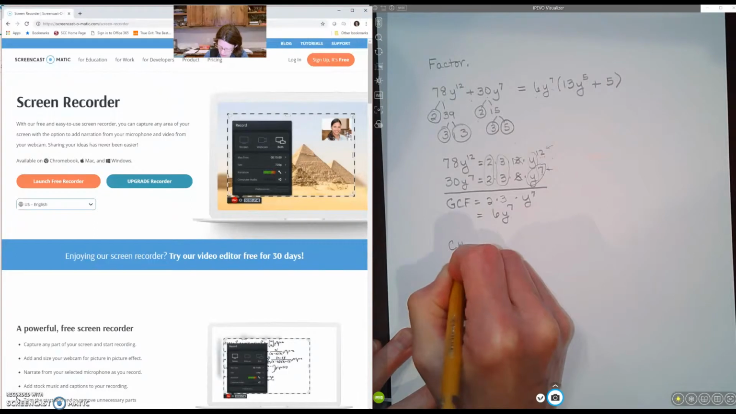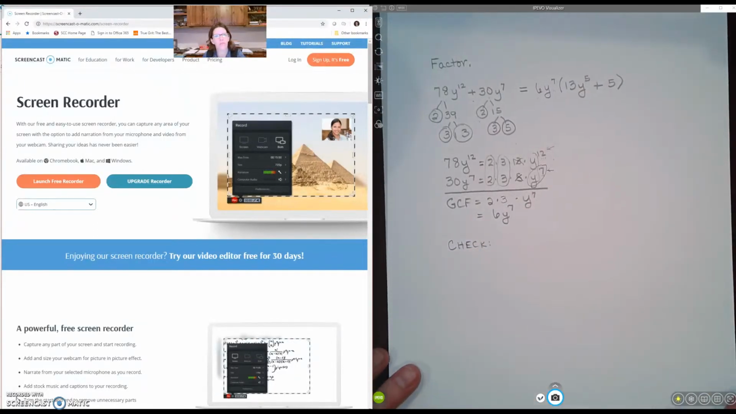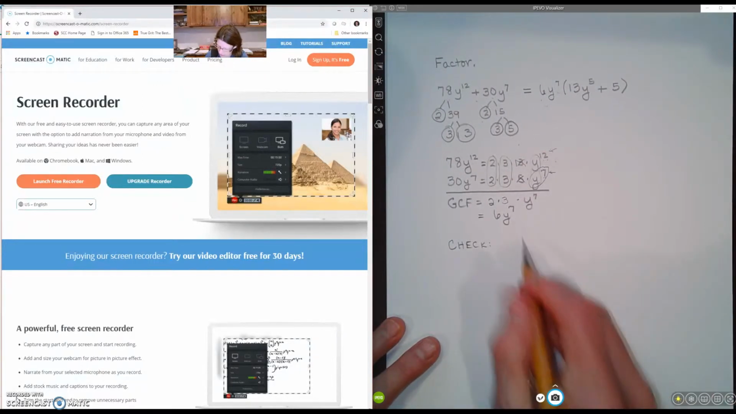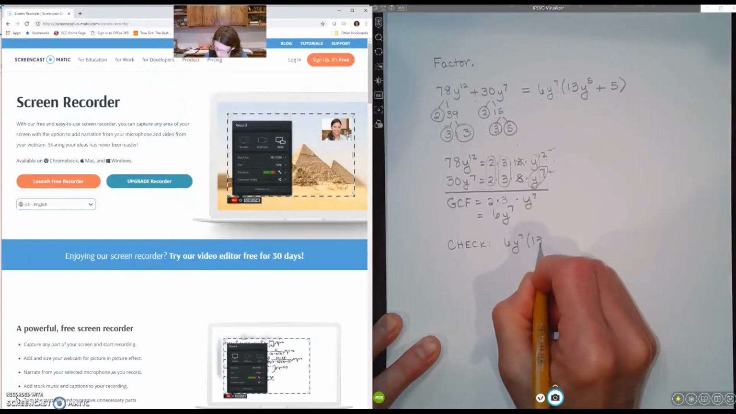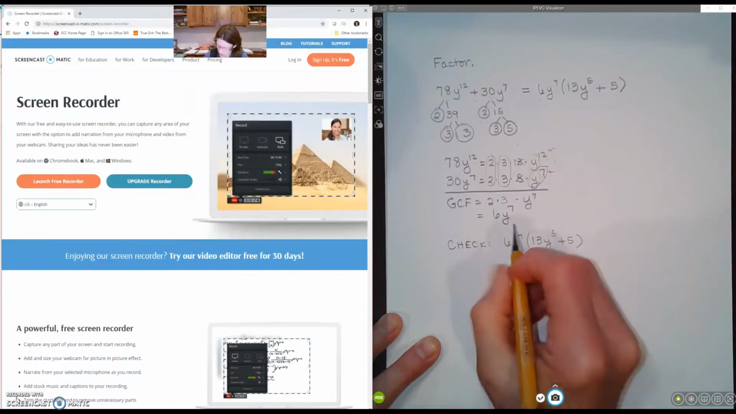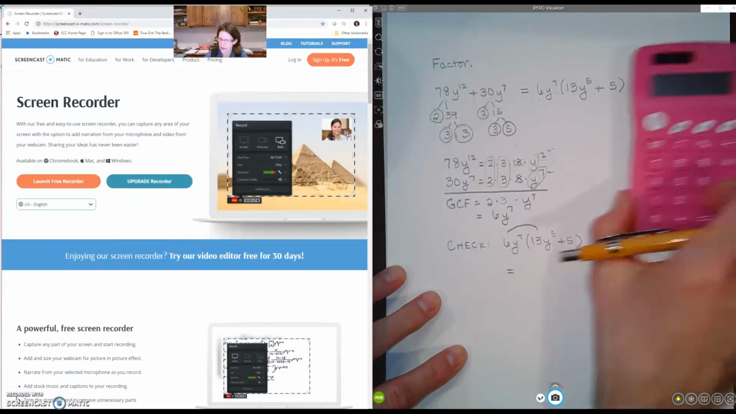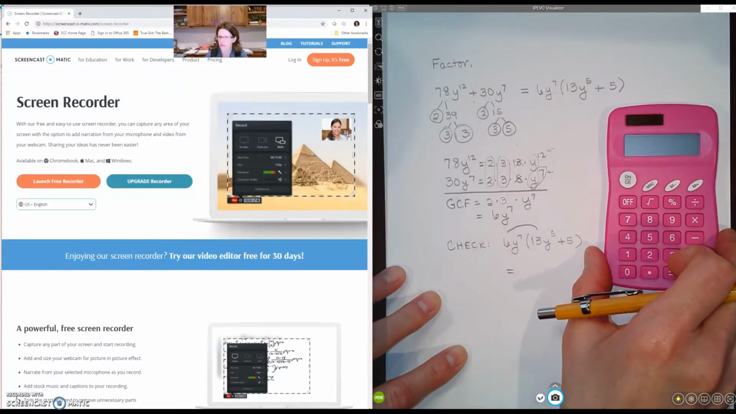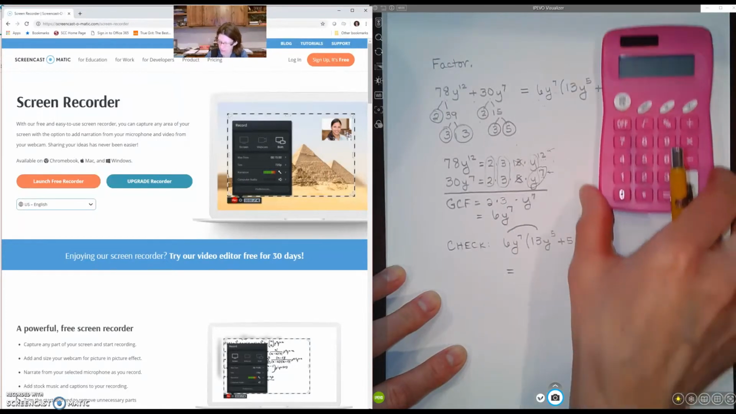But let's go ahead and check this. You can check all of your factoring problems by just multiplying them back out. So let's check by multiplying 6y to the 7th times 13y to the 5th plus 5. And here we're just going to use our distributive property and distribute. 6 times 13. Now you may not need a calculator for this multiplication, but if you do, remember that we're going to use a 4-function style of calculator. It's going to look something like this, not a scientific calculator, okay?